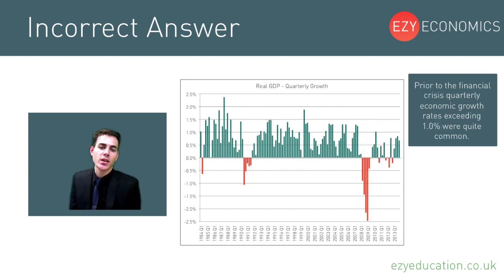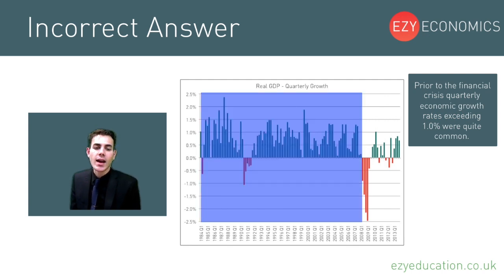And finally, prior to the financial crisis, quarterly economic growth rates exceeding 1% were actually quite common. So because the financial crisis started in 2008, we want to consider the entire period up to 2008, which is prior to the financial crisis. And if we actually draw a line in which there is a 1% economic growth rate, we can see that in quite a lot of quarters there was a bar that actually went beyond the 1% threshold that we've drawn on there, emphasising that it was quite a common element in the UK economy to have real GDP quarterly growth exceeding 1% at that time, backing up the statement, and therefore this is true.